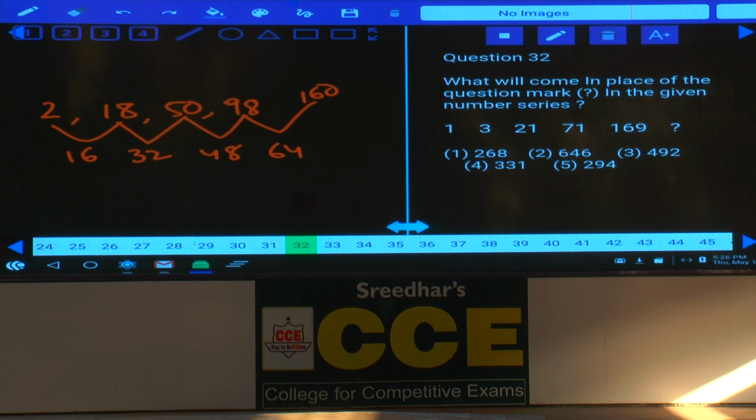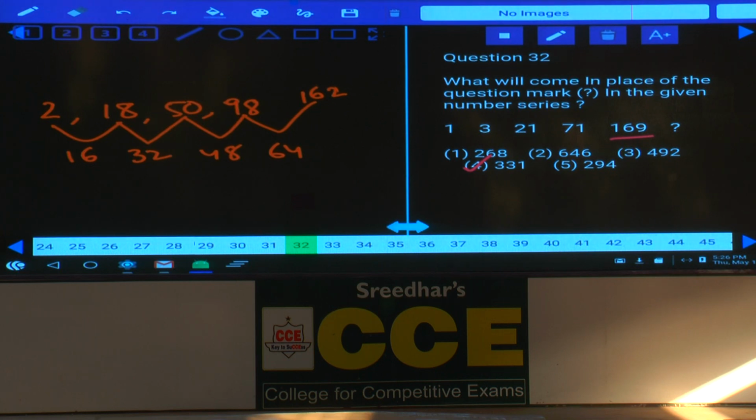Are you getting the answer or not? 162 plus 169, the last digit is 1. Choice 4. Done? And this is about 32.